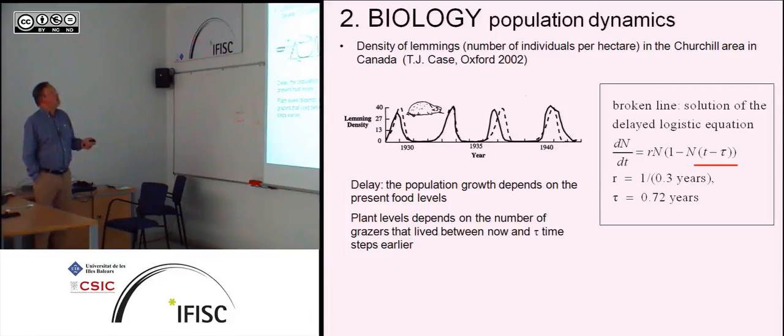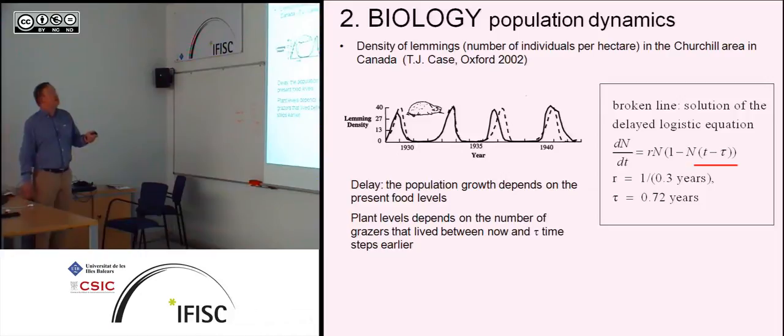So here is the recording of the lemming, which lives in the Churchill area, one of those islands in Canada. It's quite a remote country. You can see the behavior is almost periodic. And the broken line here is the fit with the solution of this equation, with those parameters. I can give you many other examples of this curve fitting. This all comes from this book, which is really a book for economists.